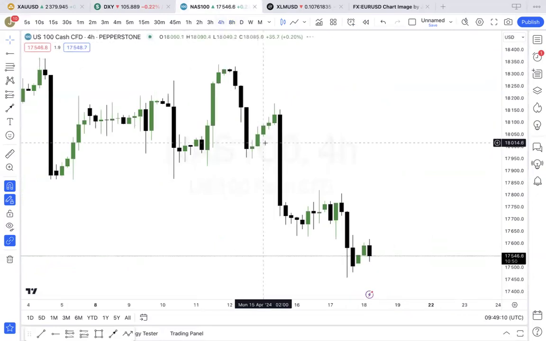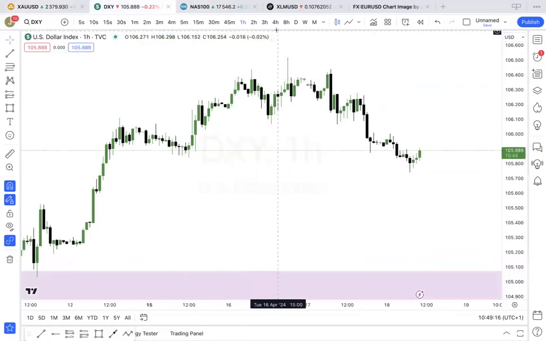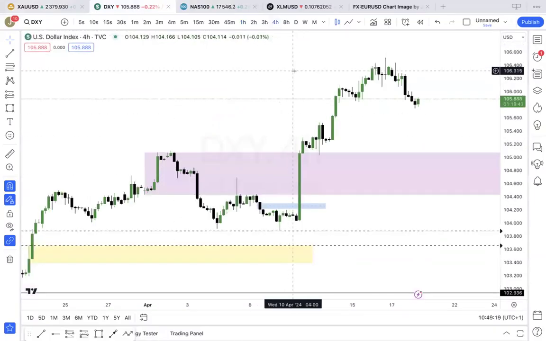But for the time being, that's all I have for you today, just due to the fact that price didn't really move much yesterday. We had a small push to the upside. Price came back down. So hopefully today we see some more continuations before Friday.